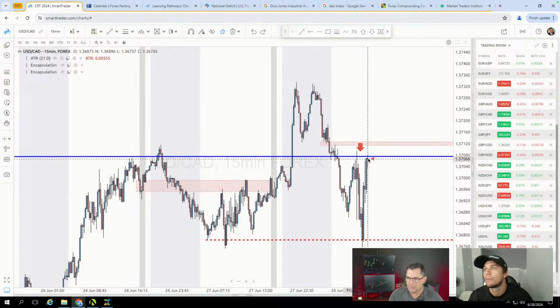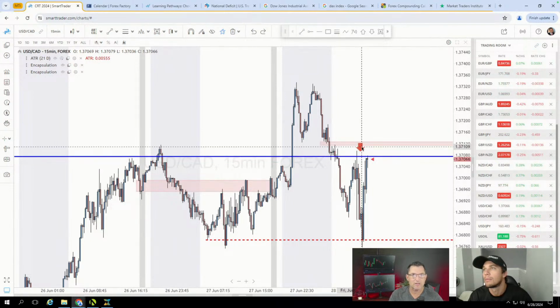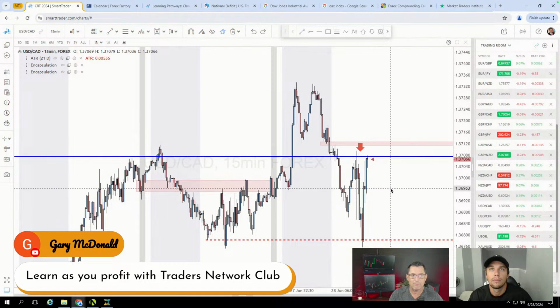So when you look at this, I'm not too worried about this, because I still believe that price is going to have to clear up this or raid the stop, and then move back down south again. All right. This is the thing, traders.